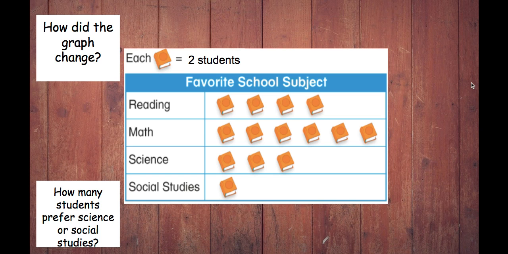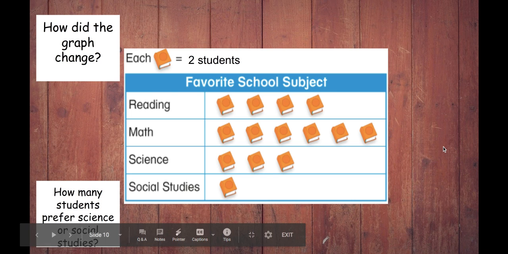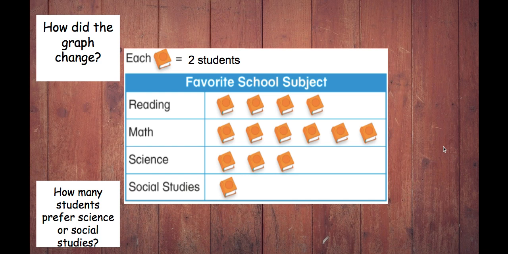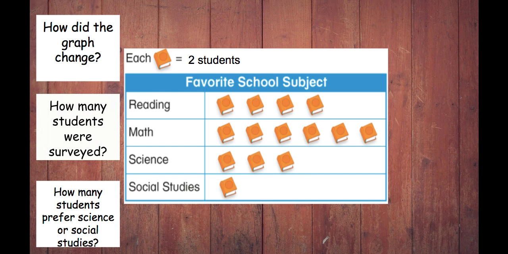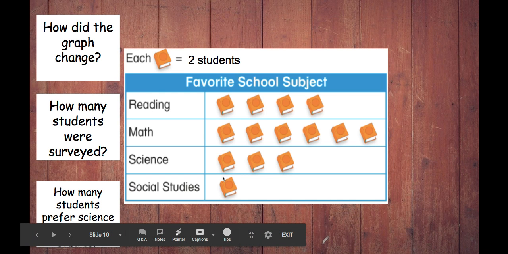So now how many students prefer science or social studies? That means how many students prefer both of those subjects. So I would say 2, 4, 6, 8. 8 students like science or social studies. Now, how many students were surveyed? You're right, 28, because you would have to count by 2s to figure out your whole. So if you got 28, awesome job.